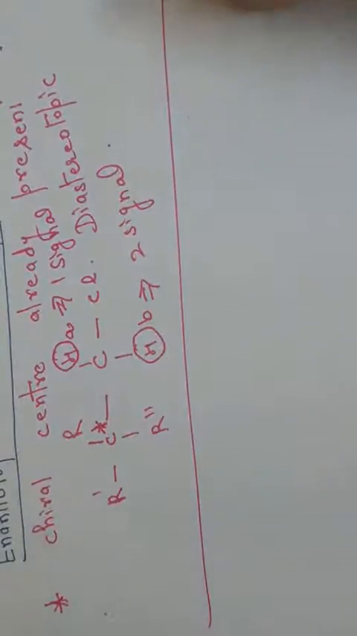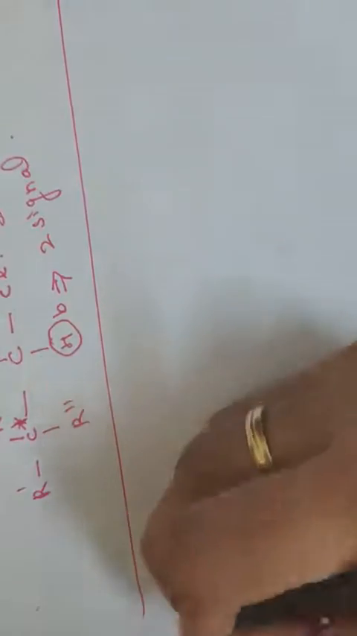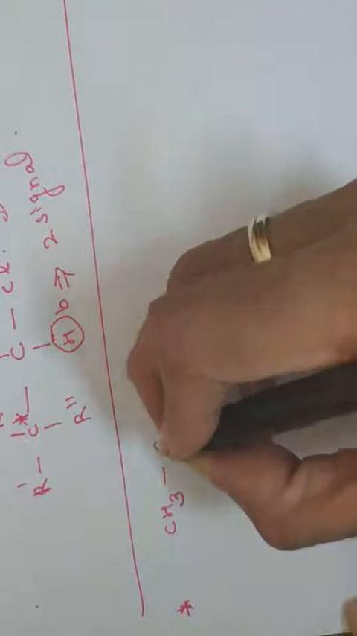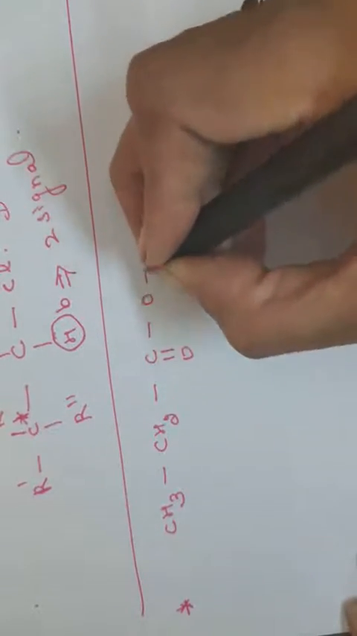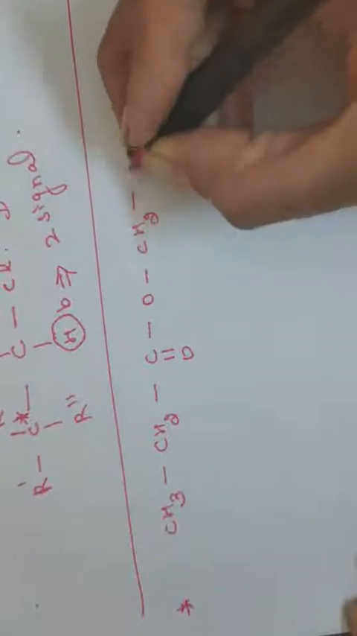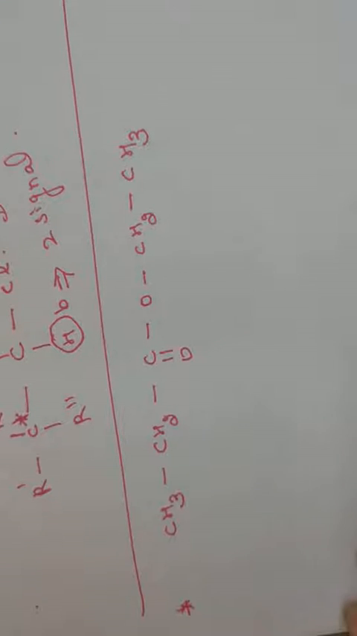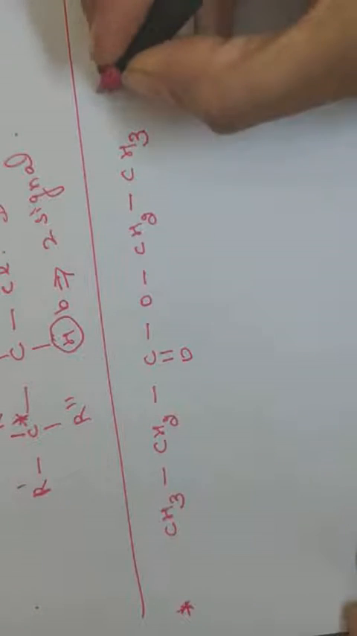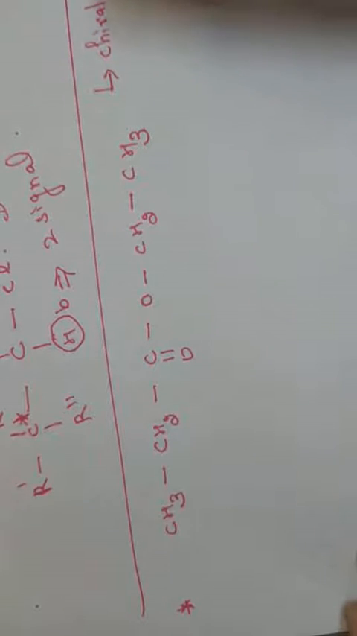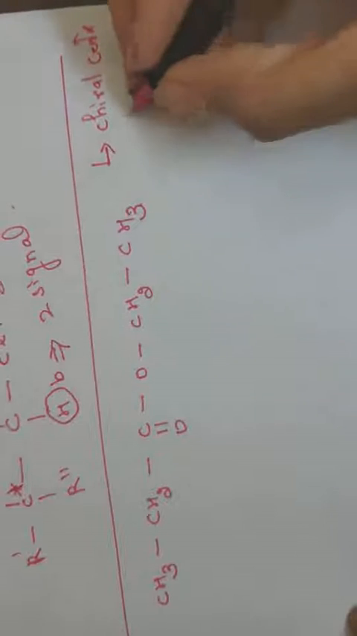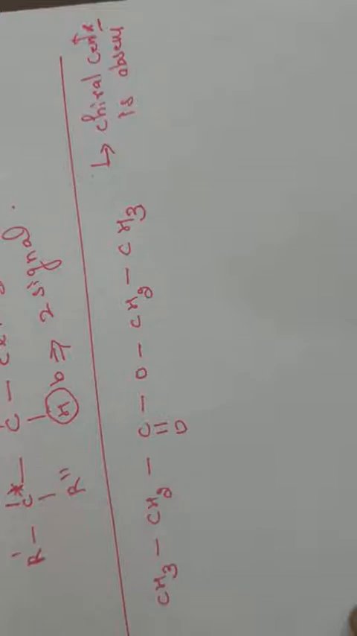So let us look for the number of signals in these molecules. The first molecule is this: CH3, CH2, C double bond O, O, CH2, CH3. First of all, look for the presence of a chiral center in it. The main thing is that the chiral center is absent here. It is not present.